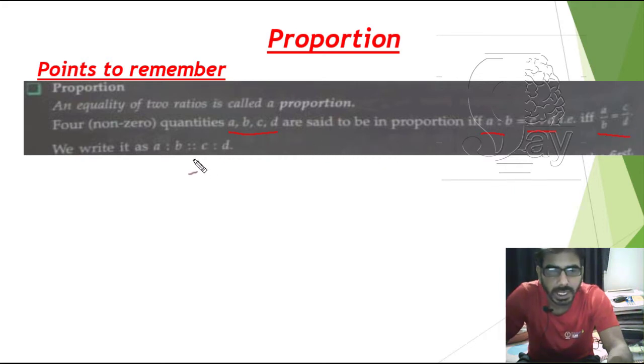We write it as A is to B is same as, with two colons over here, C is to D. So this is all about proportion, very simple. We are just equating two ratios.